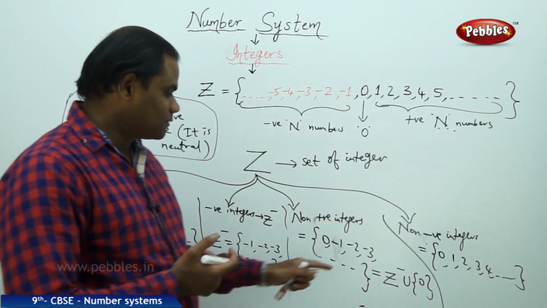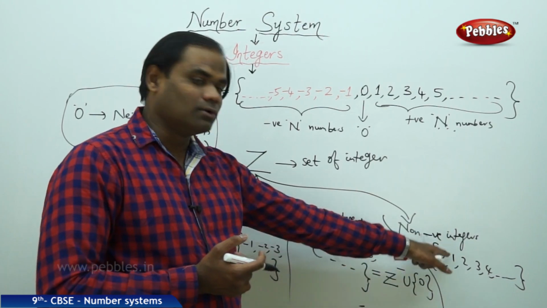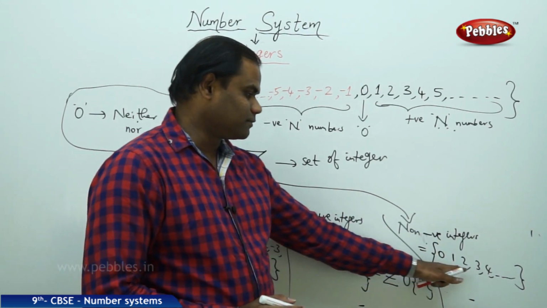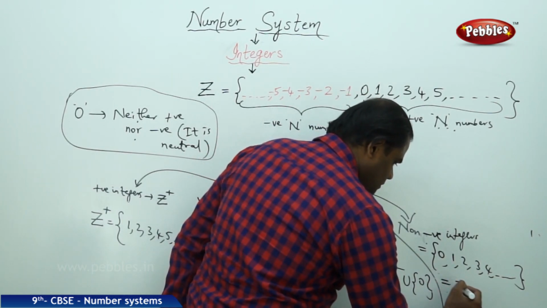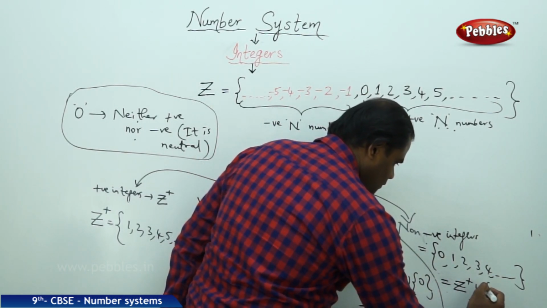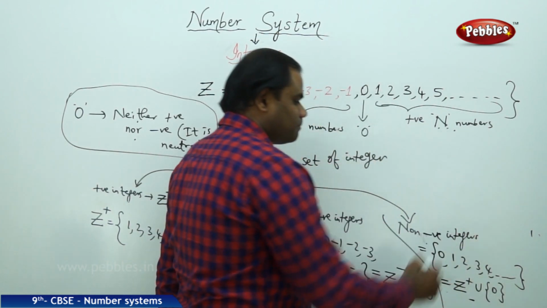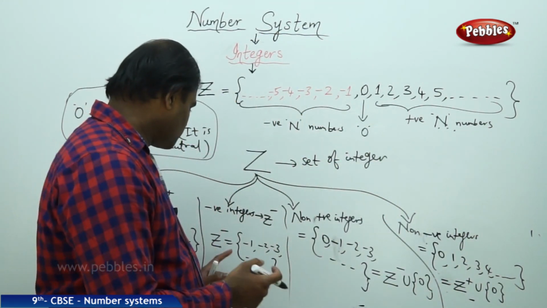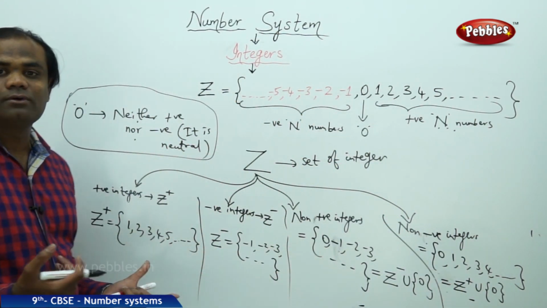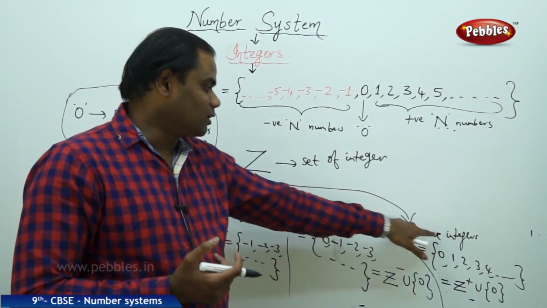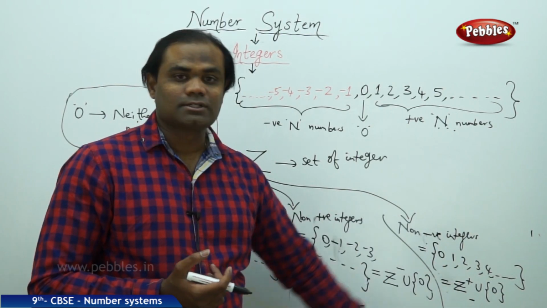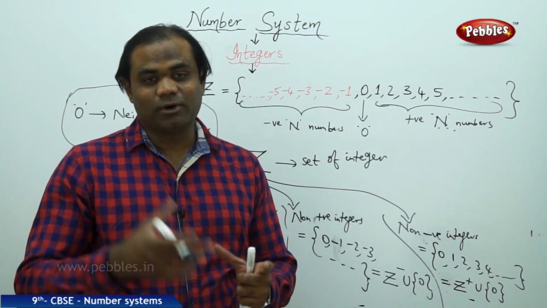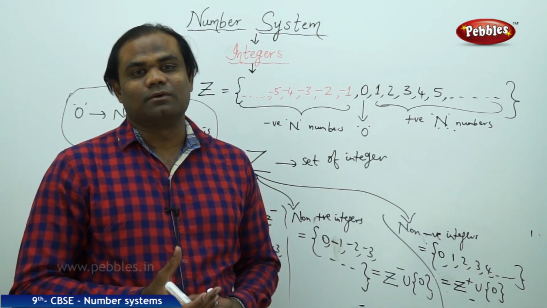Therefore, as we have written for all negative integers including 0, now as we have the non-negative integers, we have this to be Z plus union 0, the set of all positive integers including 0, which is the set of non-negative integers, a combination of positive integers and the 0.